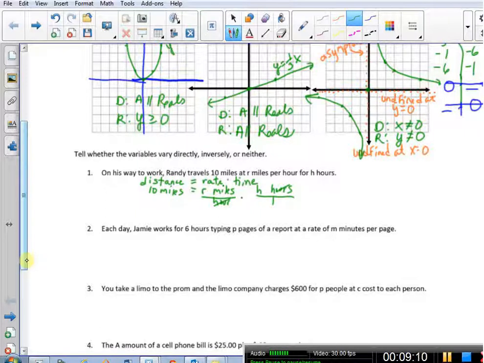And so I want the units on the right-hand side to cancel like this so that I'm doing the units miles equals miles. So my equation would be 10 equals r times h. Well, if you look up above, that's an inverse variation.